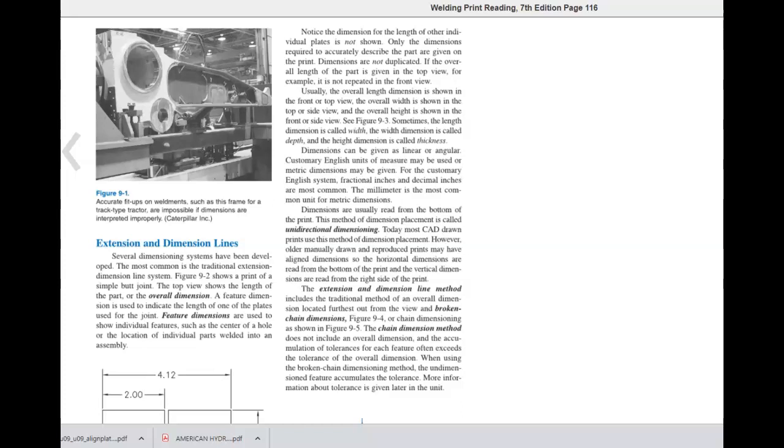The extension and dimension line method includes the traditional method of an overall dimension located furthest out from the view, and broken chain dimensions, or chain dimensioning. The chain dimension method does not include an overall dimension, and the accumulation of tolerances for each feature often exceeds the tolerance of the overall dimension. When using the broken chain dimensioning method, the undimensioned feature accumulates the tolerance. More information about tolerance is given later on in the unit.